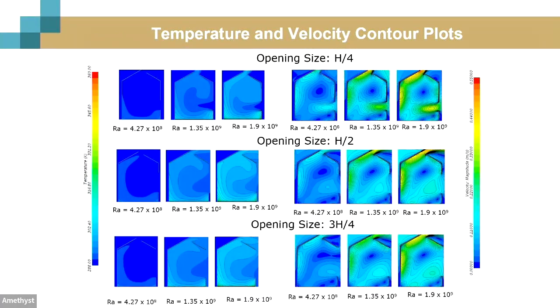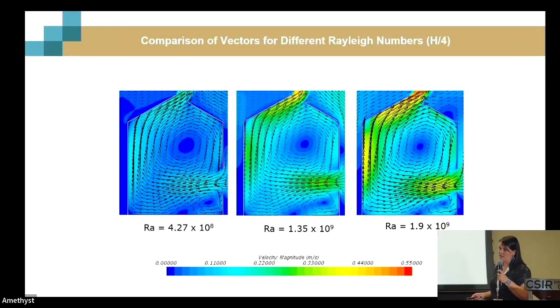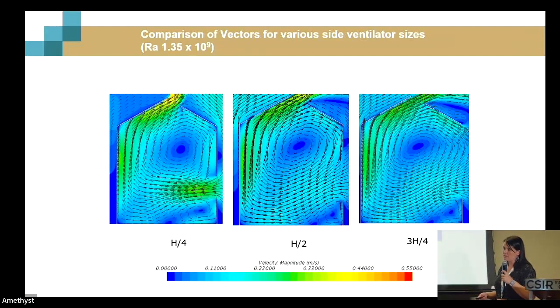This is just an overview of the temperature and the velocity plots. So one can see as the Rayleigh number increases, your velocity and your temperature increase as well. And there are convective cells forming, and there are some stagnant regions in the greenhouse. This plot basically just shows the different Rayleigh numbers for the same side ventilator opening, and one can see the increase in velocity as your Rayleigh number increases. And you can see in the bottom corner, right next to the ventilator, we saw there is a stagnant area forming there. This plot just shows the comparison of the different ventilator sizes, and one can also clearly see the velocity change there.